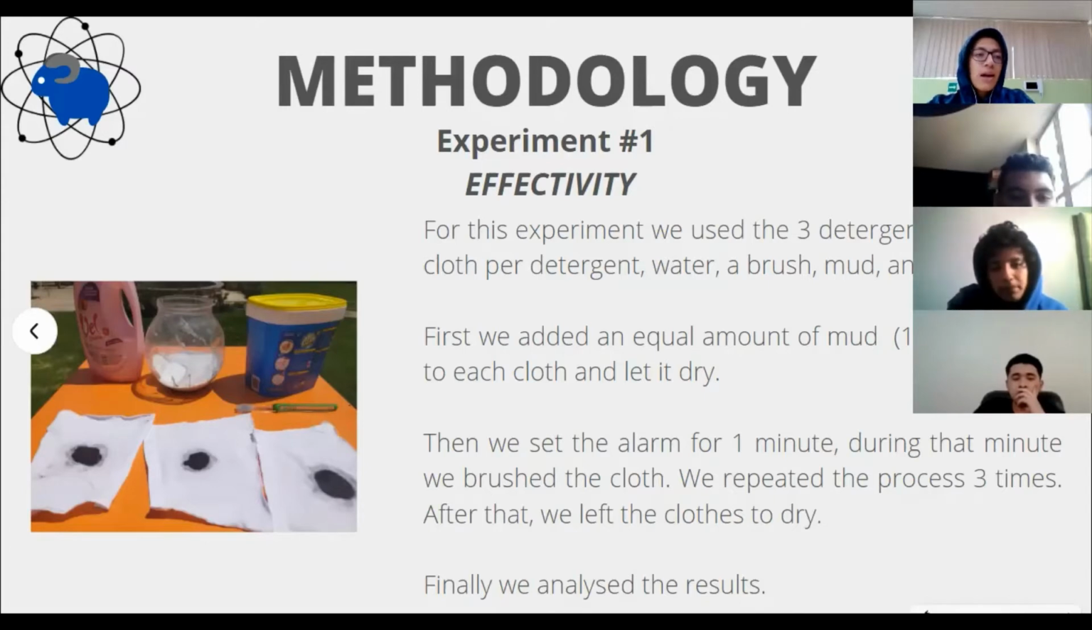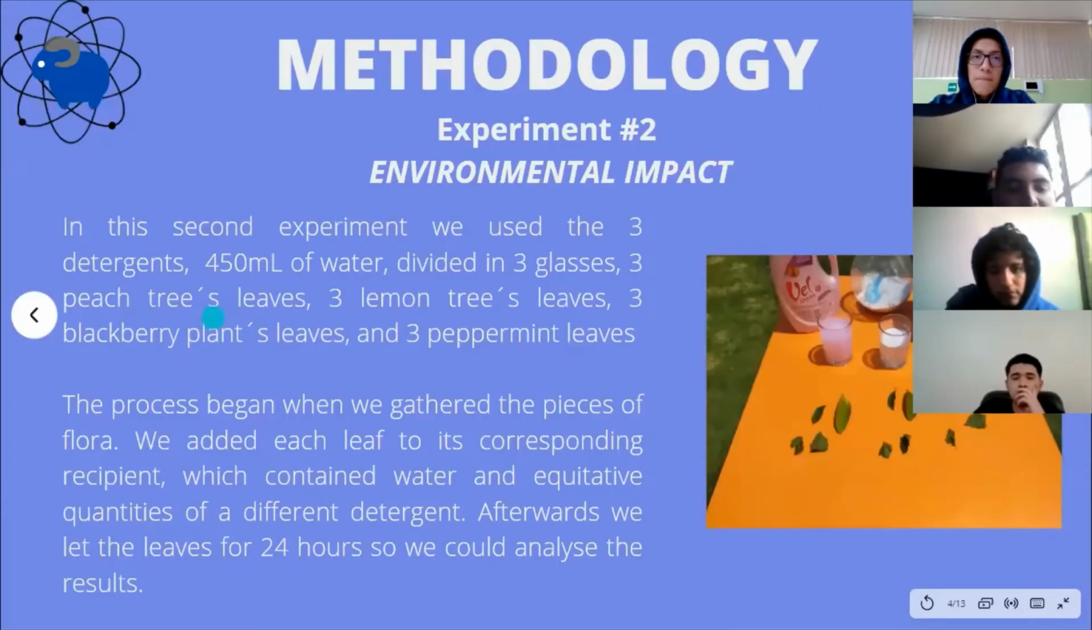And for the second one, Alan is going to explain it to us. Yes, in the second experiment, we used the 3 detergents, 450 milliliters of water divided in 3 glasses, 3 peach tree leaves, 3 lemon tree leaves, 3 blackberry plant leaves, and 3 peppermint leaves.